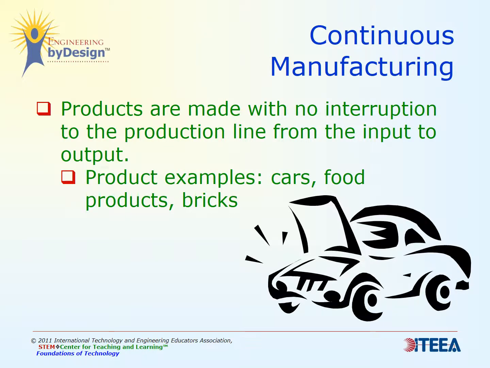Continuous manufacturing. Products are made with no interruption to the production line from input to output. Examples are cars, food products, and bricks. And the example you could think of is a production line for a car. So much is done at this station, then after that station completes, then it's moved to the next station and it's built up some more there. Then it's moved to the next station with more product buildup.